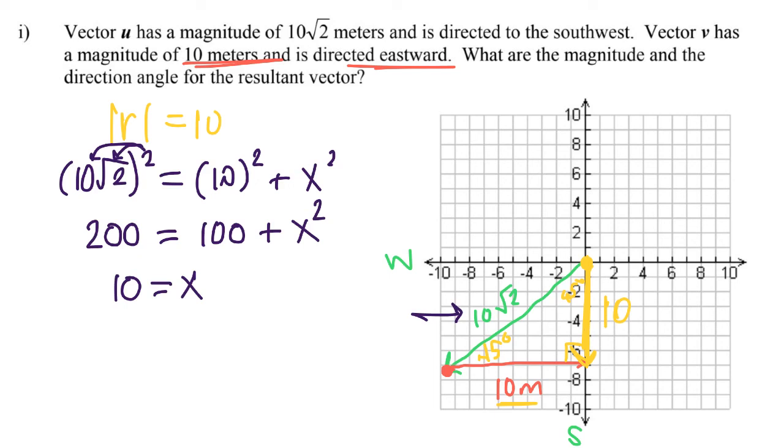Now for our direction angle, again, we're starting here in standard position, and we ended up all the way to right here. So it looks like our direction angle should be 270 degrees.